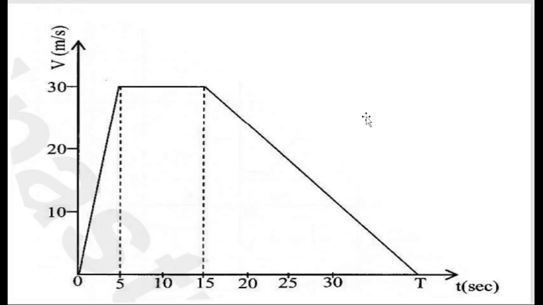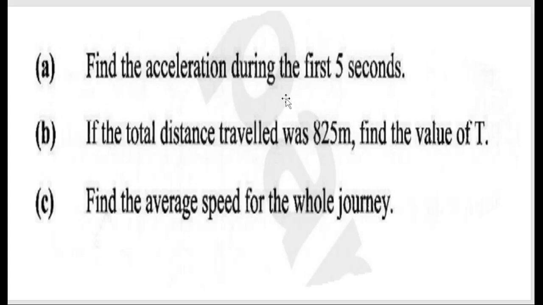So you have to be able to describe the journey. Okay, in the first 5 seconds, there was the uniform acceleration. The next 10 seconds, there was uniform velocity or zero acceleration. The last part of the journey, there was the deceleration, negative acceleration, or retardation. Let us now find the acceleration. According to the question, they want us to find the acceleration of our, was it a car? Find the acceleration during the first 5 seconds.